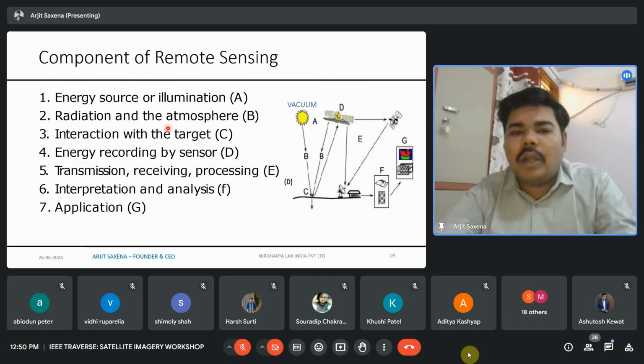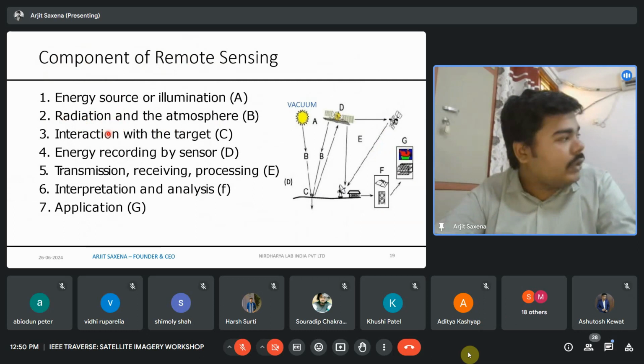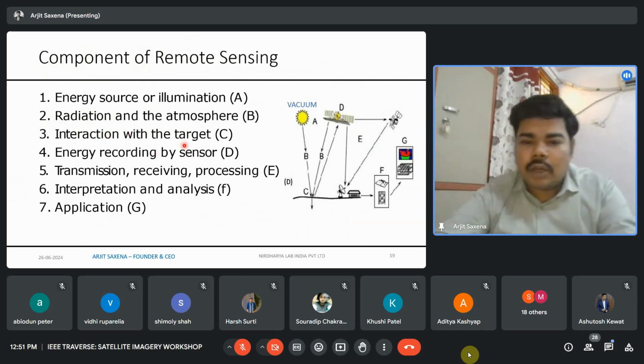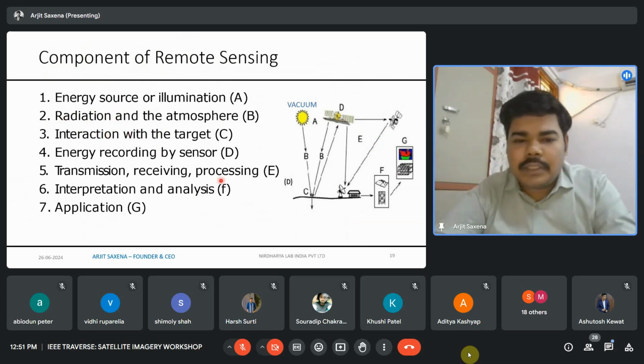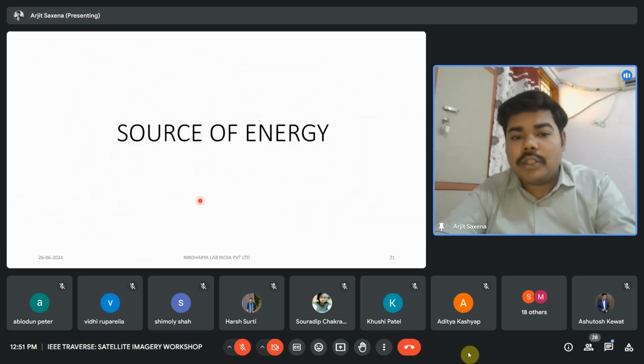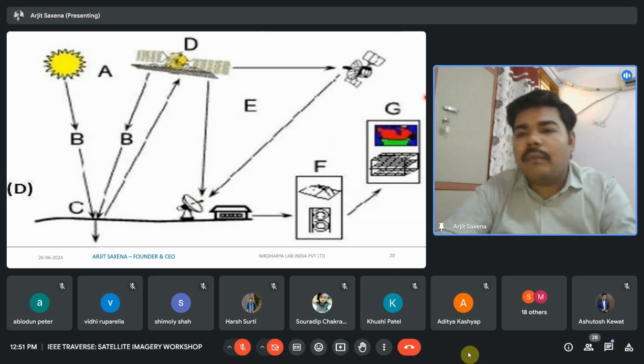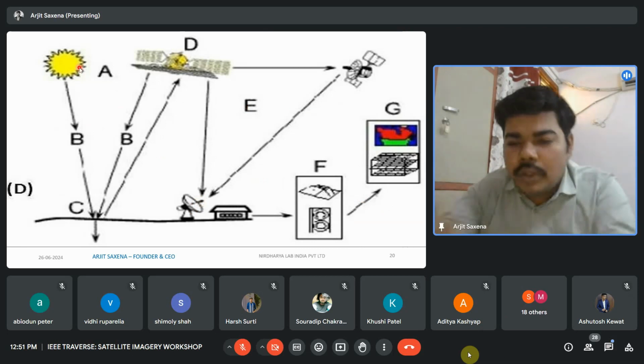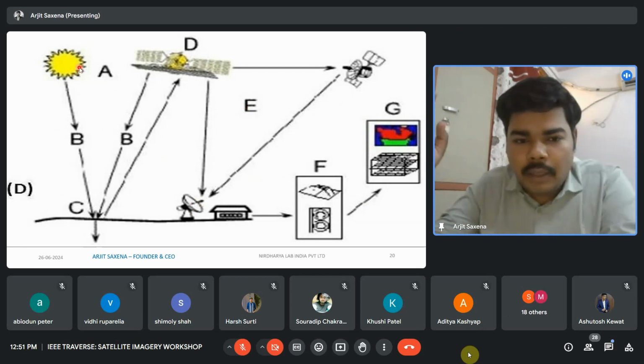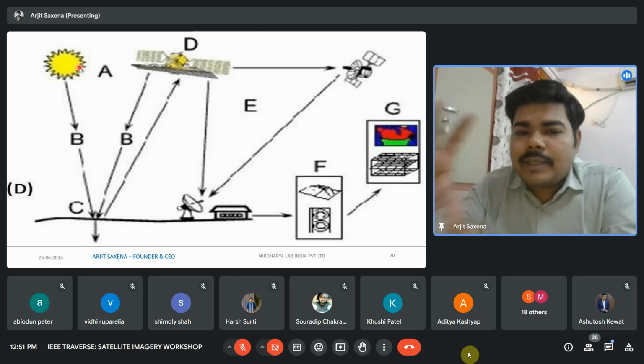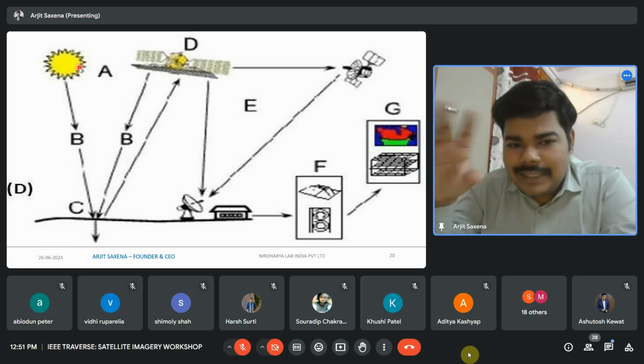Radiation and atmosphere, or the interaction with the atmosphere. Then interaction with the target, then the energy recording with the sensor, transmission, receiving and processing, TRP, and interpretation and analysis, and application. Okay, so this diagram should be very clear to everyone who is working or who is going to walk into this domain.